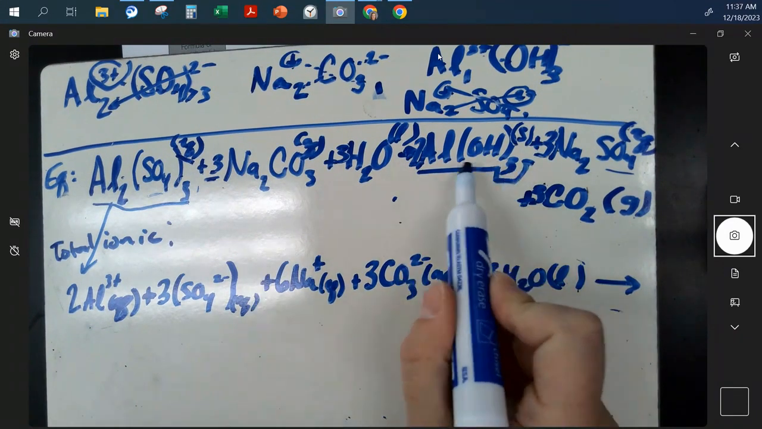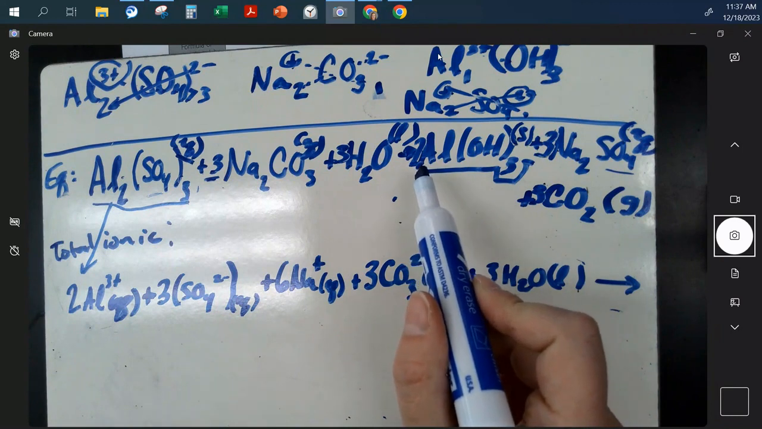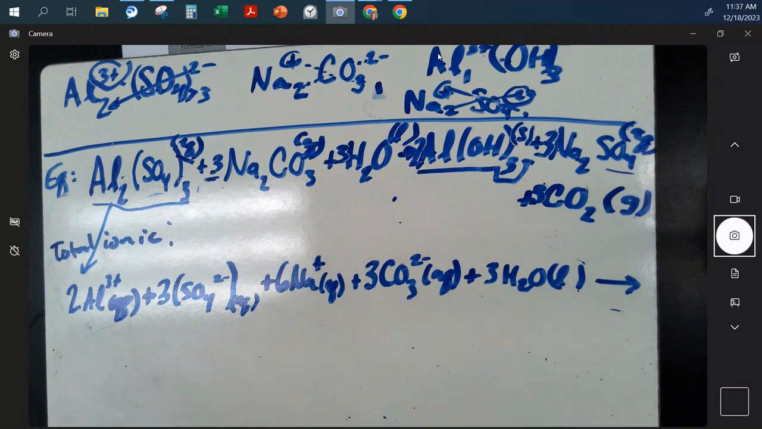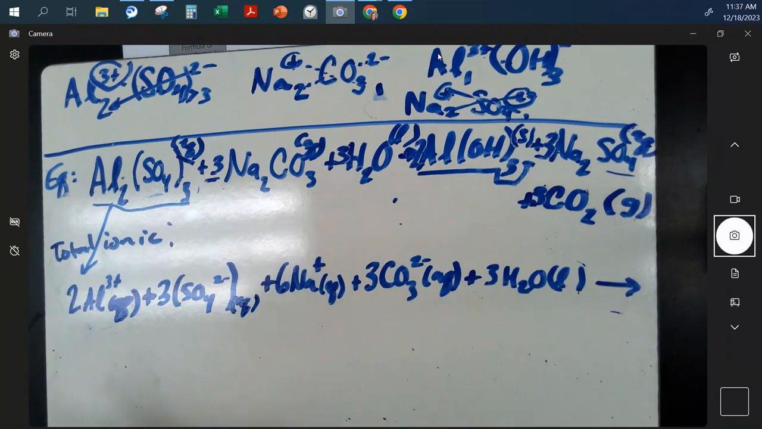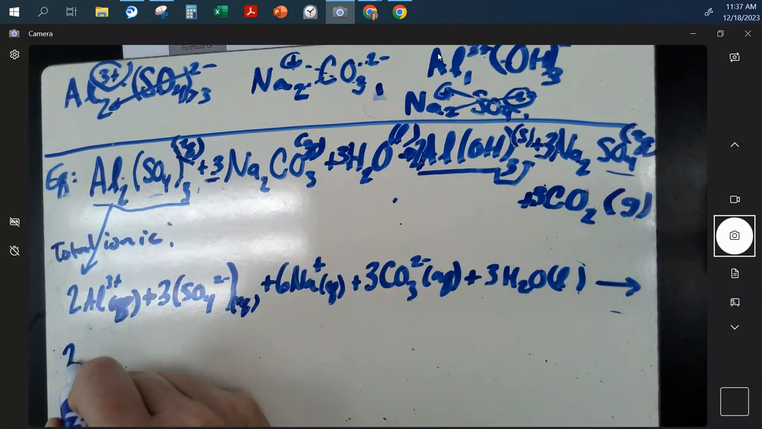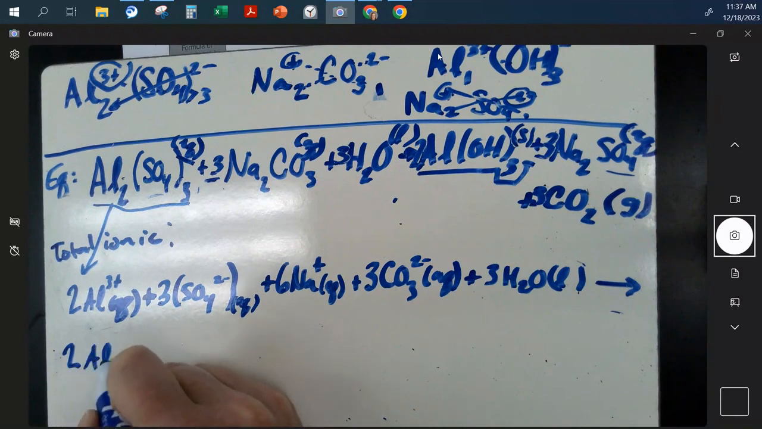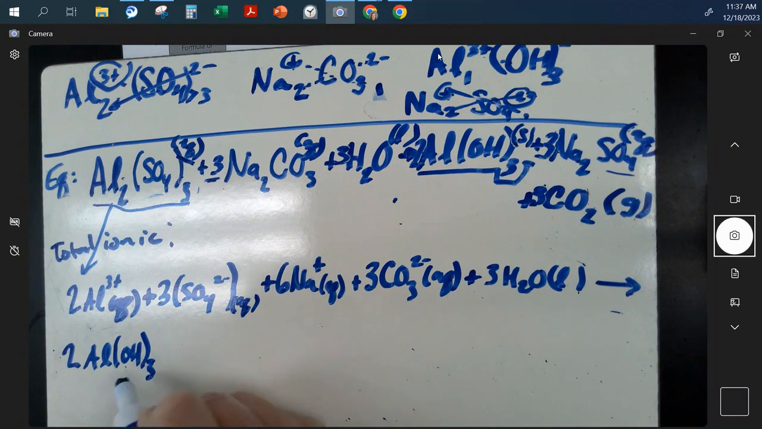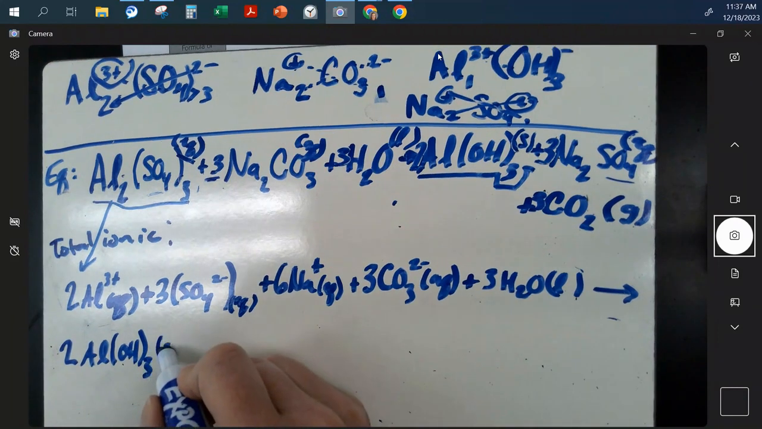So this one's solid. If it's solid, it won't break into its ions. That's why it's precipitating. It doesn't dissolve. It's solid. It's a precipitate. So I'm just going to write that: 2Al(OH)3. I got 3 hydroxides in there. That's going to be our solid.